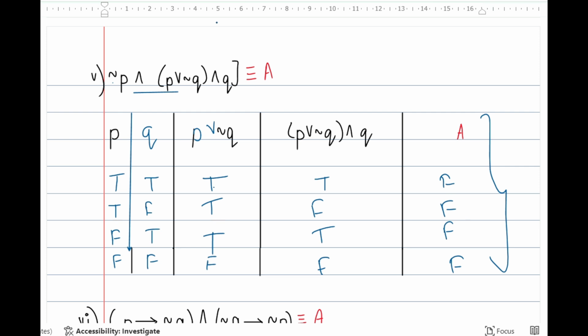Why is it a contradiction? आपके सारे ही values F हैं. Alright, and if all are F, this is an important case, it's considered a contradiction.